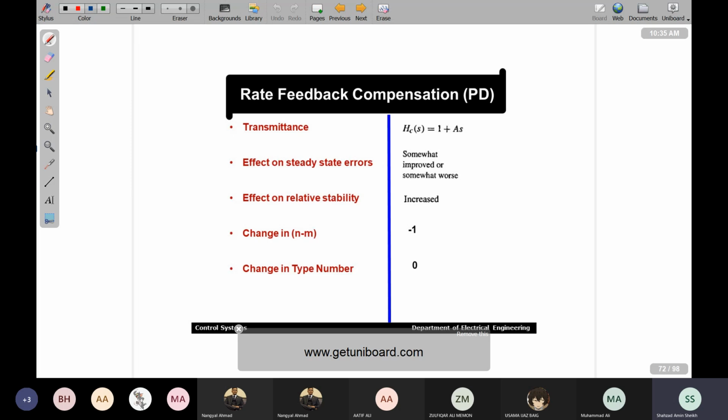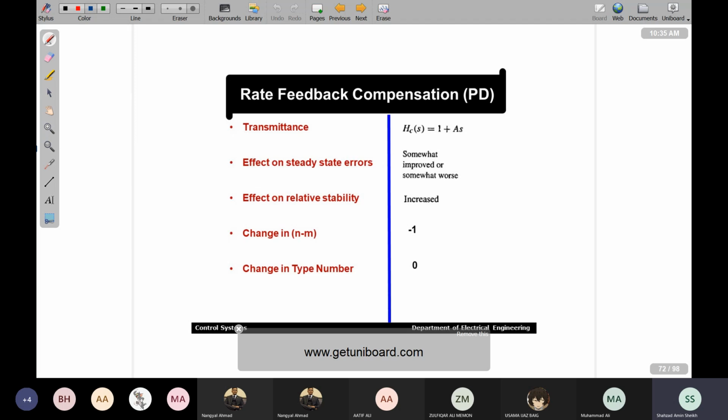Bismillahirrahmanirrahim. Today we are going to start the fifth of the complex controllers which are present in your book.